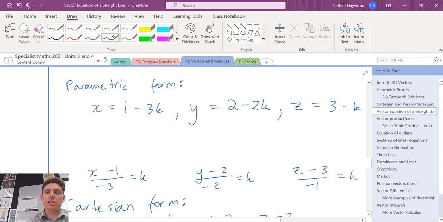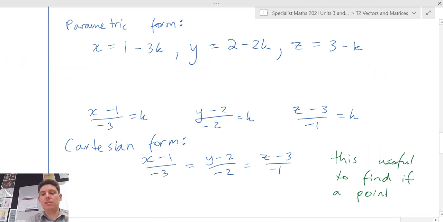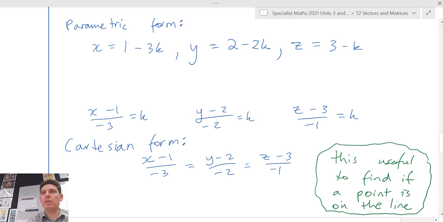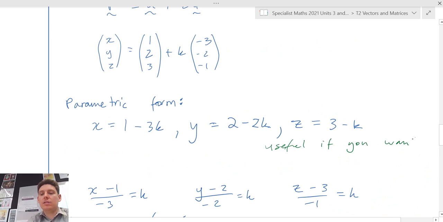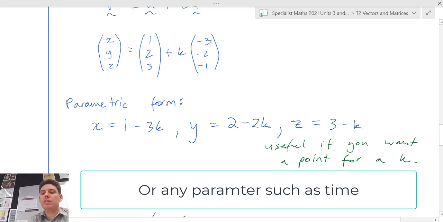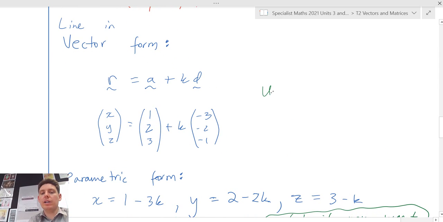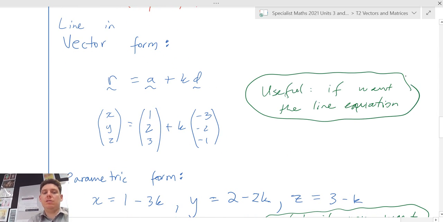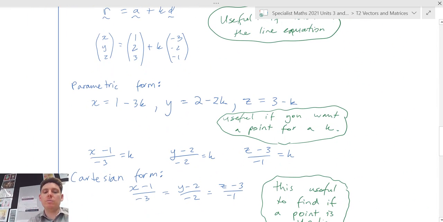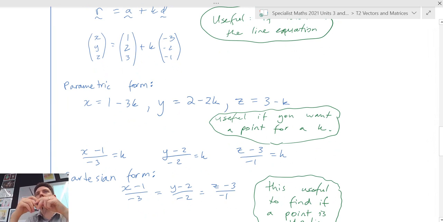So write yourself a note. It's on the line. Please write this down and put a bubble around it so in 6 months' time you'll remember this. This one is useful. What did I say? Parametric, if you want a point for a k value. And this one is useful if you just want the equation of the line. Okay, so those are the 3 forms. They all have different uses for different situations.